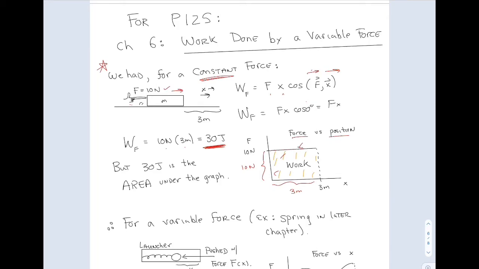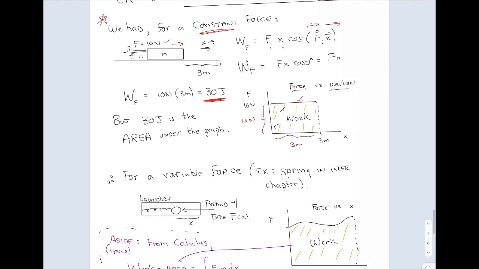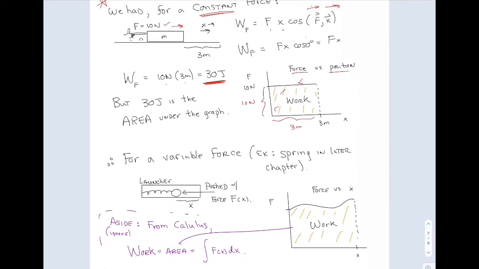So we can extend that now to variable forces. We'll do springs in a much later chapter, but they mention the concept of the work done by a variable force. In the projectile lab, you put the plunger in and press the ball back, and you found that the farther you had to compress the ball, the larger the force you had to apply. So the spring force is a variable force. It's a function of how far you compress it.